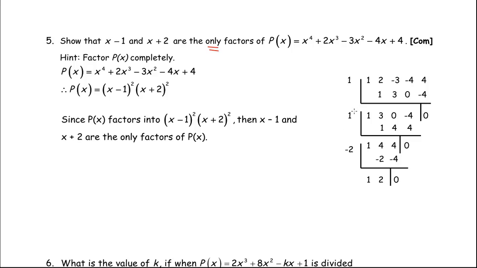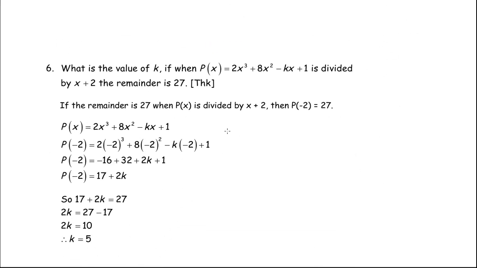So the two 1s here mean that this factors into x minus 1 squared. And the negative 2 here means that x plus 2 is a factor, and another one here. So remember, the 1, 2 would actually mean another x plus 2. So x plus 2 squared times x minus 1 squared is what that factors into. And so factoring it like that shows that those are the only factors of this polynomial.